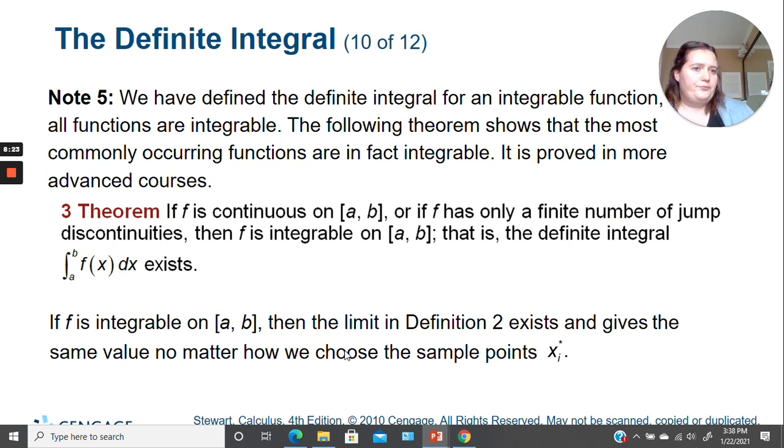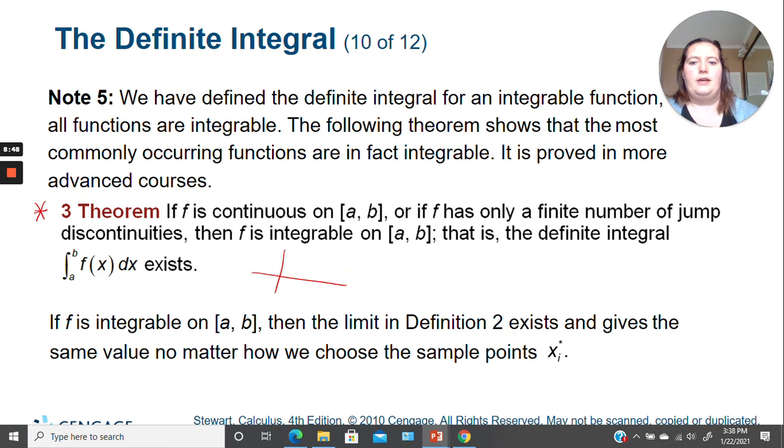So one thing though, how do you know if something is integrable? Well, you need to have only a finite number of jump discontinuities in order for it to be integrable. And that's what this theorem 3 says. So if you want this definite integral to exist, then you can only have a finite number of jump discontinuities. So what do I mean by that?